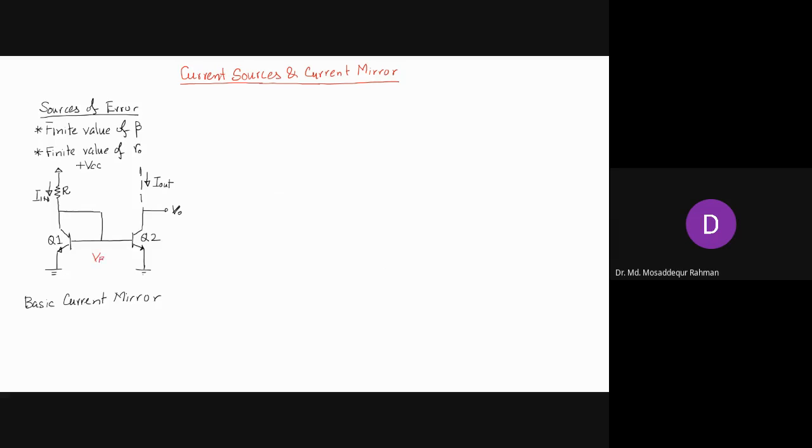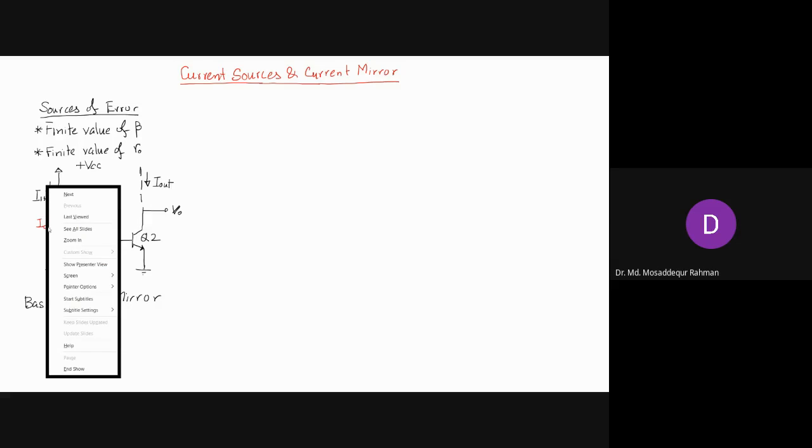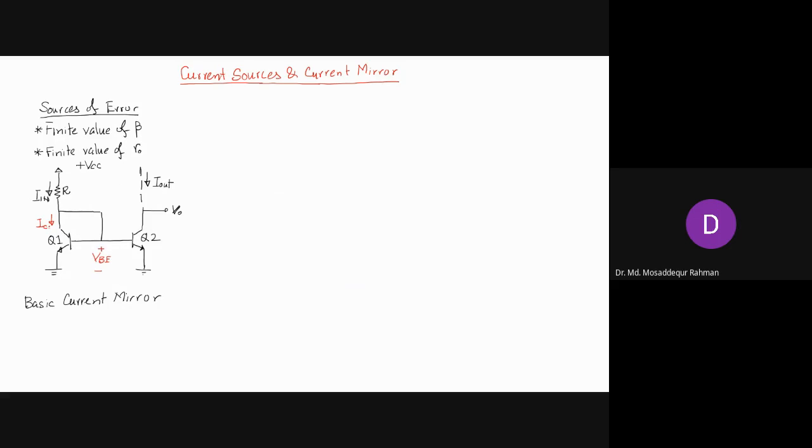The voltage here is VBE. The current that flows here is our collector current IC, and let's call it IC1 for Q1, and this one IC2.